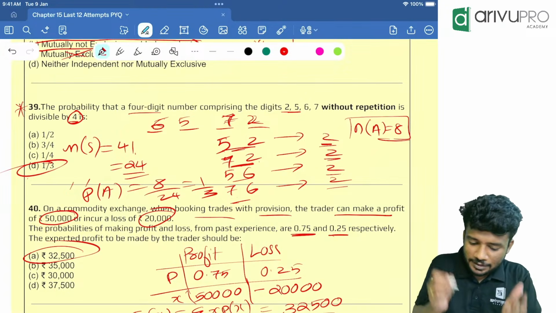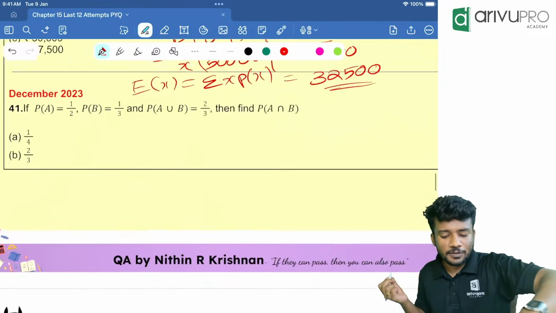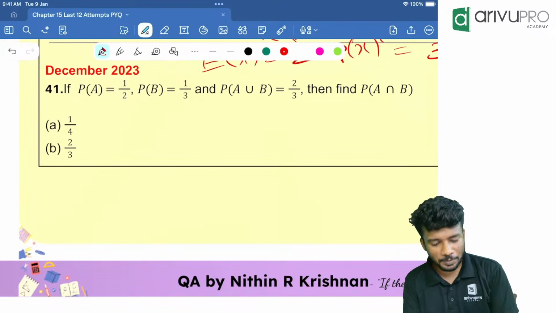Got the logic? Then you can go for P of A, which is N of A divided by N of S. You will get the answer. Got the point? Now coming to December 2023.